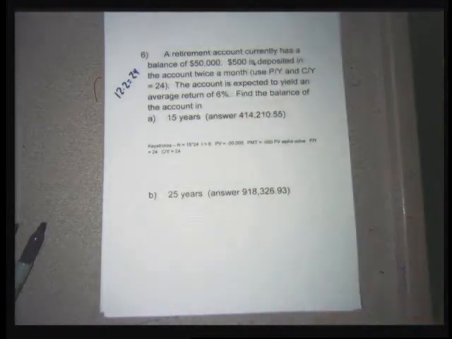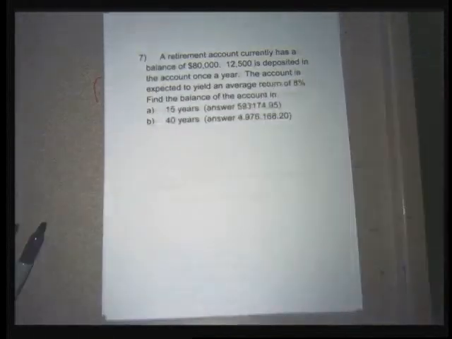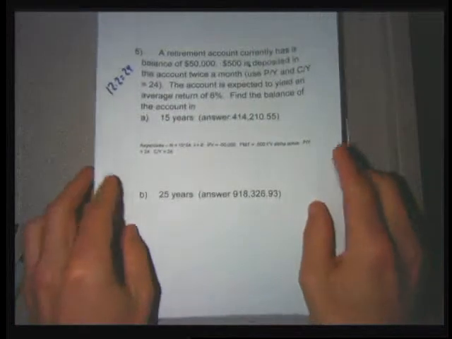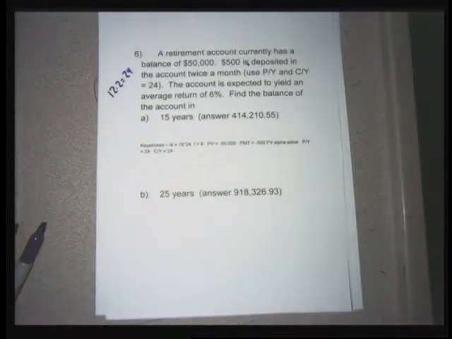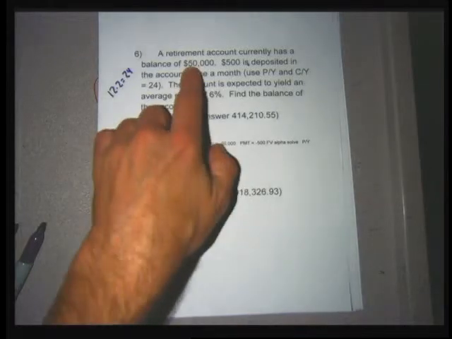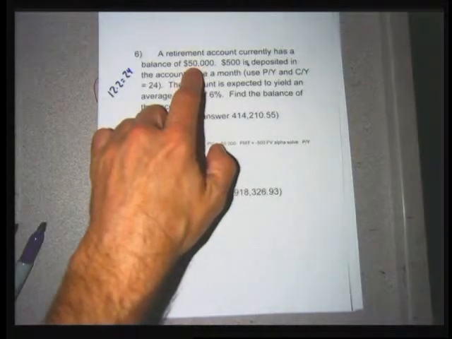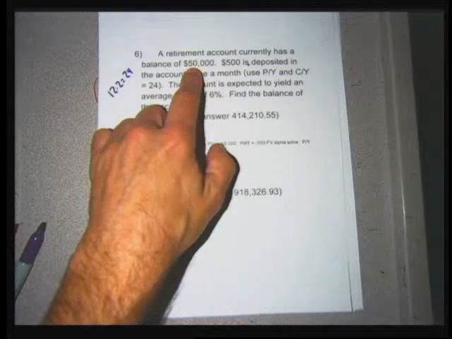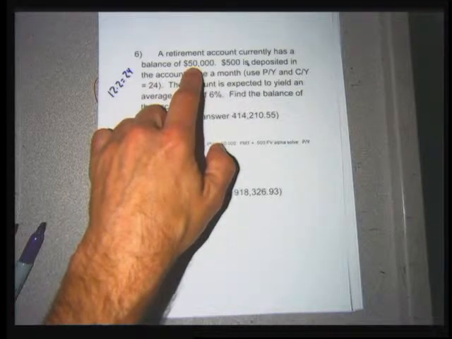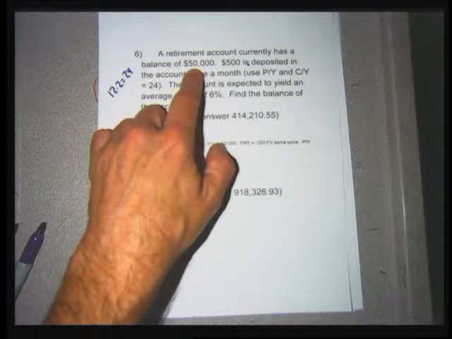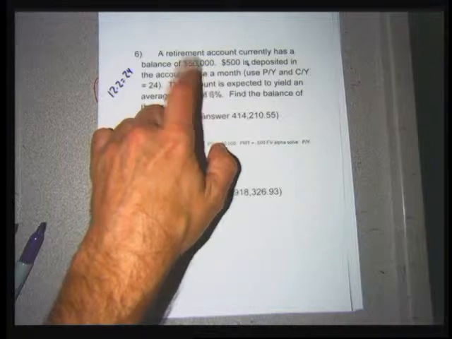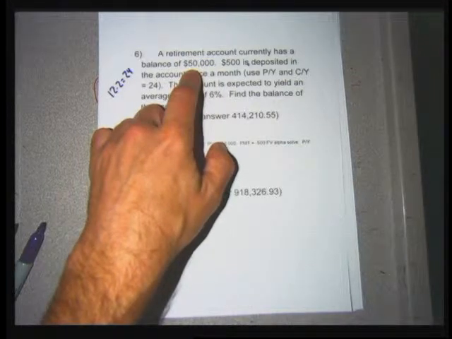So to get the answers to problem 6, which should help you get the answers to problem 5, I'm going to use my TVM solver. The difference between problem 6 and the first 4 problems is I'm starting with some money in my account already. So in this particular scenario, I have a $50,000 beginning balance. My beginning balance has to go in the PV, and because it's money I deposited, it has to go in as a negative.